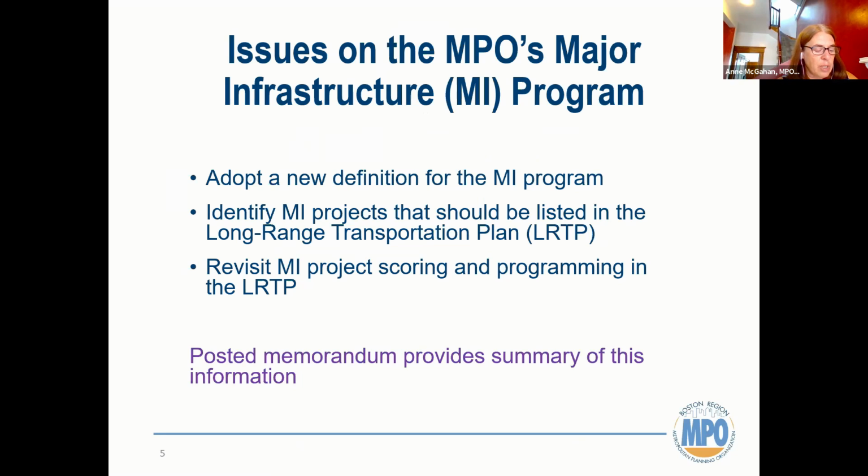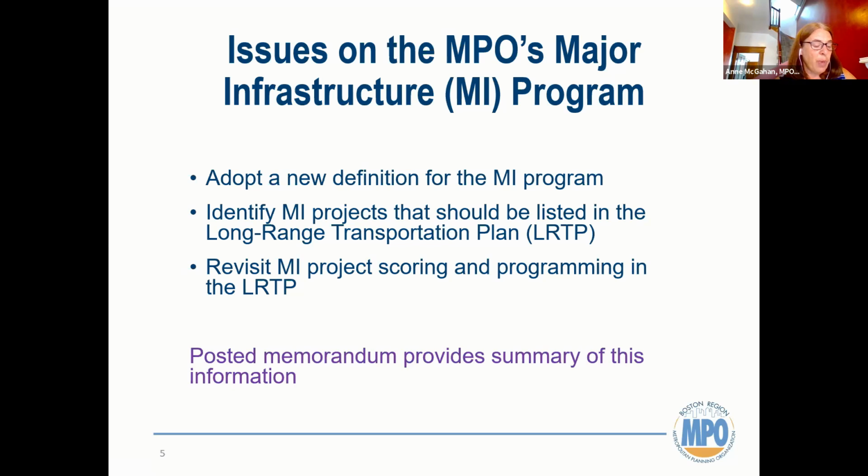First, the MPO discussed and adopted a new definition for the major infrastructure program. I'm going to go through that piece of the presentation first, and then I'll take a break before we get into the next two issues, because it's going to be, as Len said, very dense and a little bit long. Second, we are now discussing the types of projects that need to be listed in the LRTP. And finally, the MPO is discussing the scoring and programming of major infrastructure projects in the LRTP.